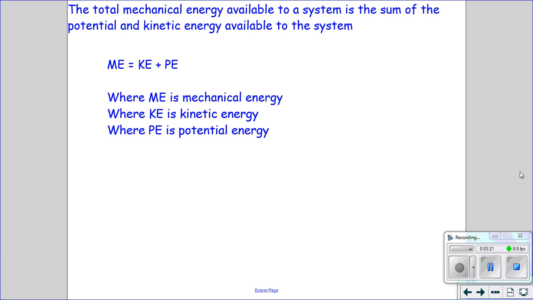Obeying the law of conservation of energy, total mechanical energy in the system is the sum of all the potential energy and all the kinetic energy available. So we can symbolize that with the following equation. Capital M, capital E is the symbol for mechanical energy. KE again is the symbol for kinetic energy. PE is the symbol for potential energy. And mechanical energy in the system is equal to kinetic plus potential added together. I'd pause the video, make sure you have that equation written down into your notebooks.